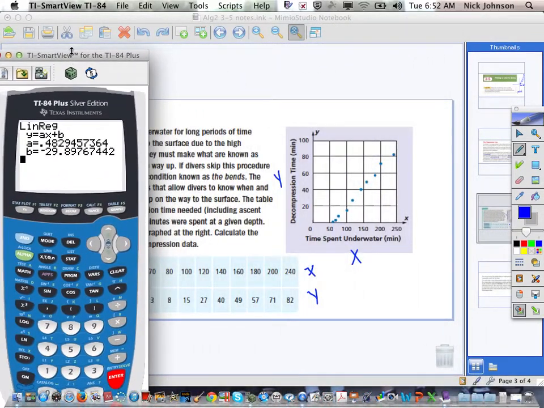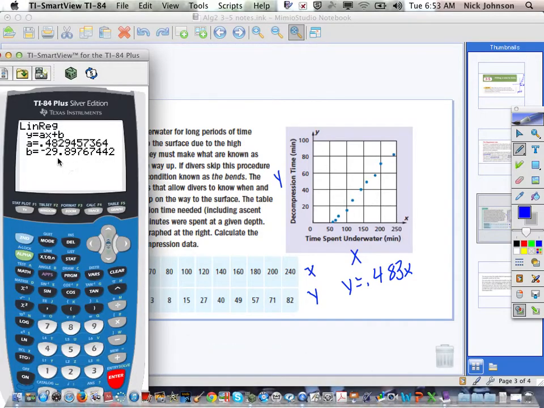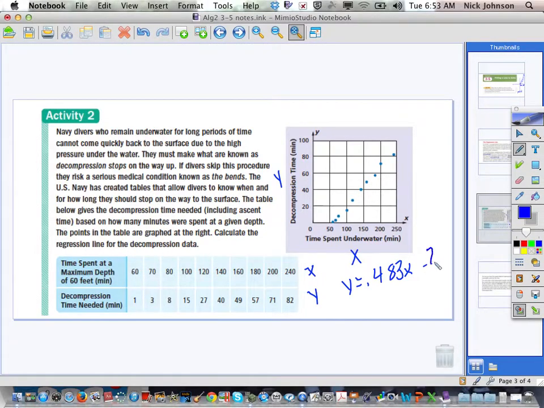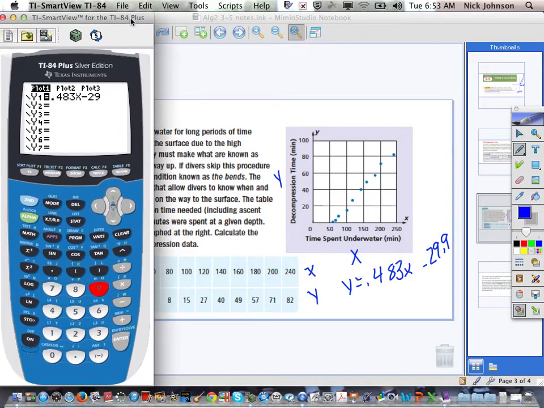So my equation is Y equals 0.483x minus 29.9. So let's go ahead and graph that and see how it looks against my data points. Y equals 0.483x minus 29.9.